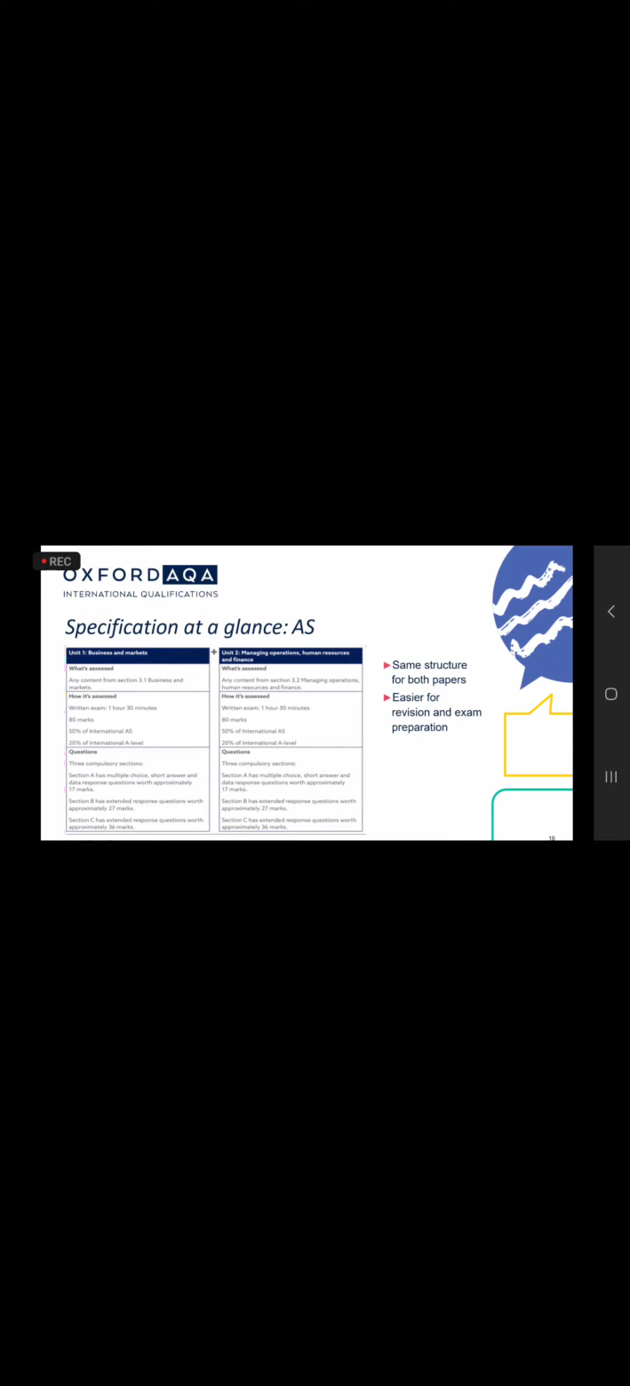So once students are familiar with Unit 1, the structure of Unit 2 is as well. Again, we've got 80 marks here and an hour and a half. So again, fairly generous on time.